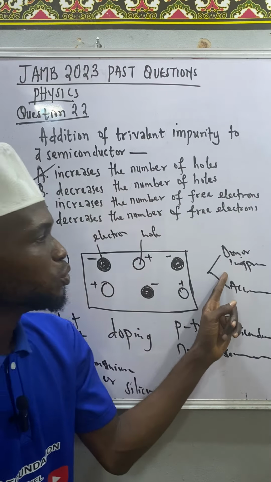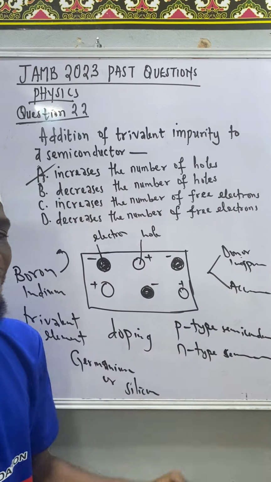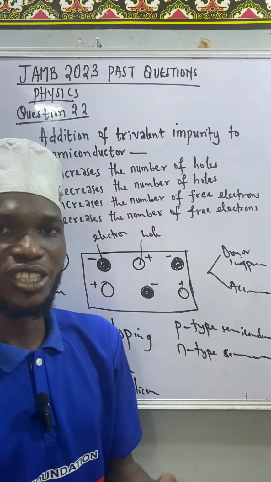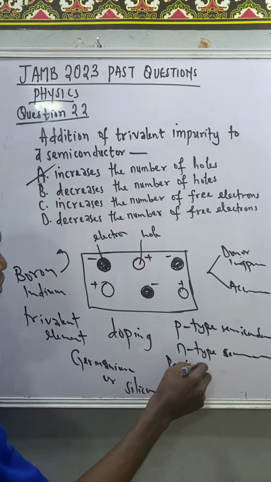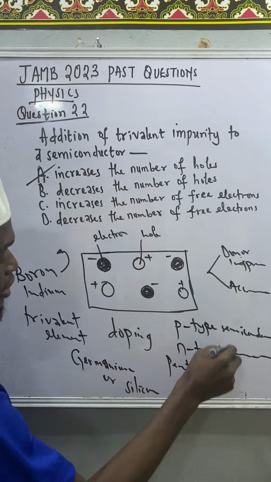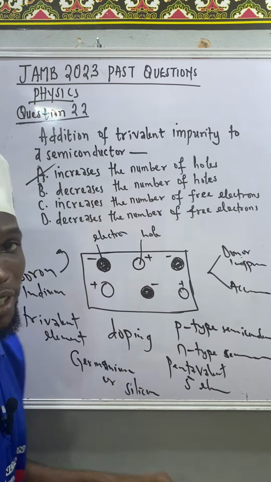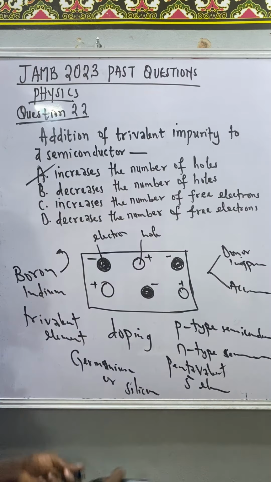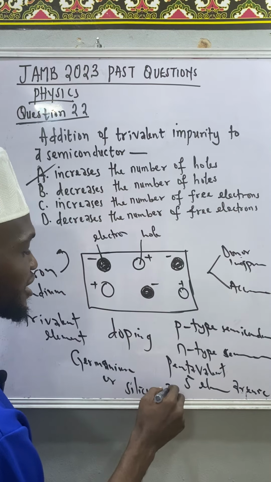But if we use donor impurity, donor that always donates electrons. So the donor impurities are always pentavalent. Pentavalent, that is, they always have five electrons in their outermost shell. That is, their valency is 5. A good example of such is arsenic and antimony.